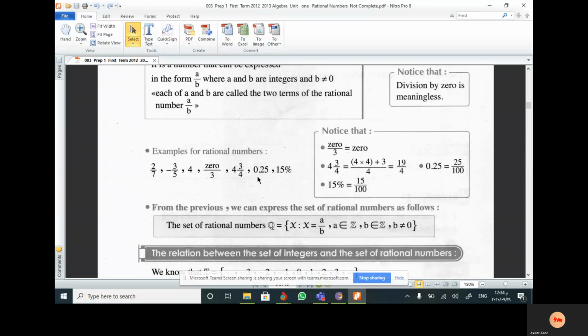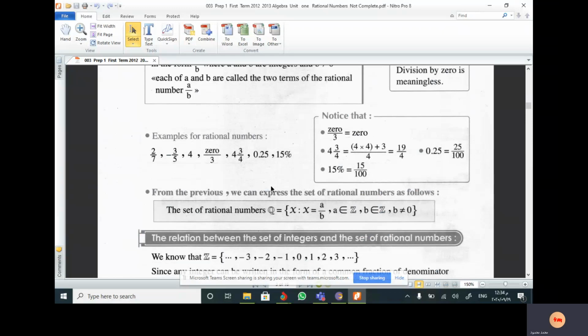0.25, this is a decimal, you can put it as 25 over 100. 15%, this is also rational number. You can make it as 15 over 100.